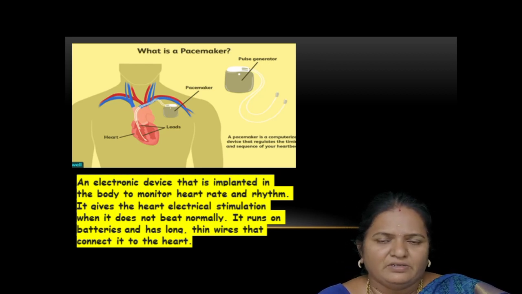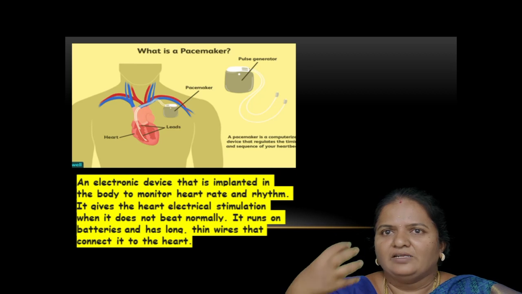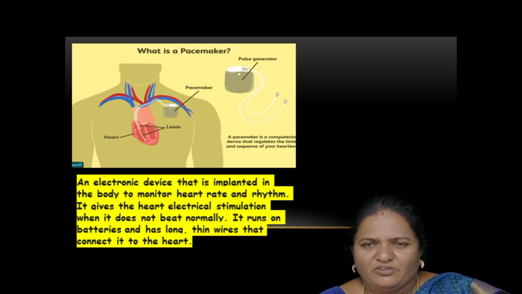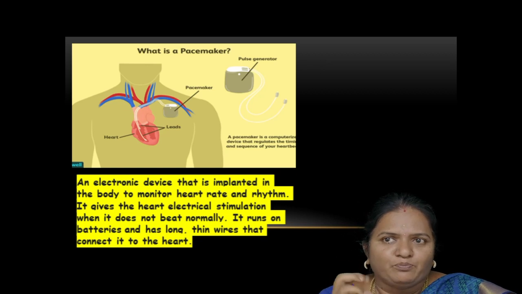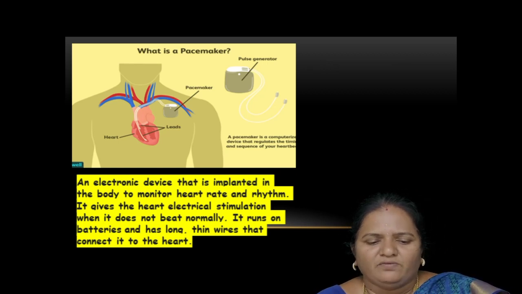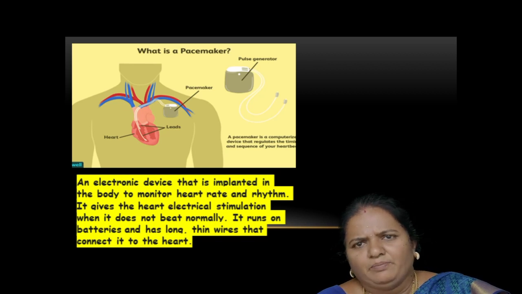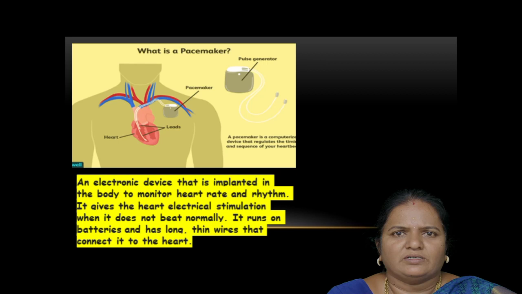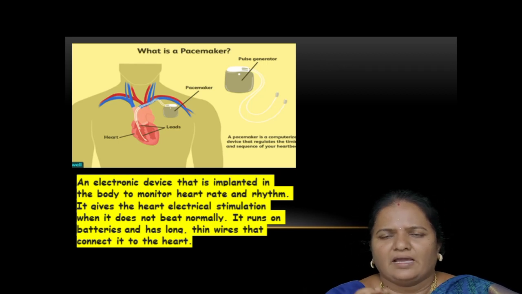Have you heard the word pacemaker? It is an electronic device that is implanted in the body. What is implantation? Additionally, we are fitting inside the body to monitor the heart rate and rhythm. It gives the heart electrical stimulation when it does not beat normally. If it is not beating normally, it will produce the electrical impulses and it will make the heart function normally. It runs on batteries and long thin wires will be inside. Many people are undergoing this surgery. They are fixing the pacemakers inside the heart and artificially they are producing the electrical impulses. If the person is having some sort of abnormalities in the heartbeat, then they have to adapt this.